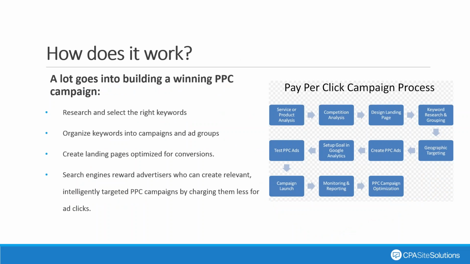And that's because a lot of work goes into making sure that your campaign is a winner, making sure that your advertising is correct. You have to research and select the right keywords and then organize these keywords into campaigns and ad groups, and then set up your landing pages, as I show, to make sure that they're optimized for conversion. And then you have to track your clicks and calls from the ads. So for a lot of small businesses, you can do this yourself.